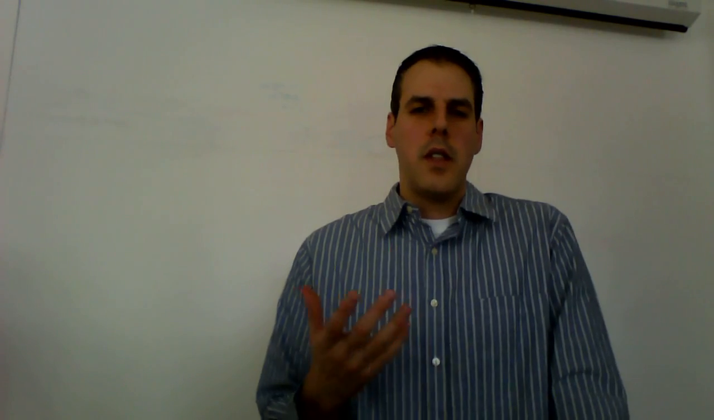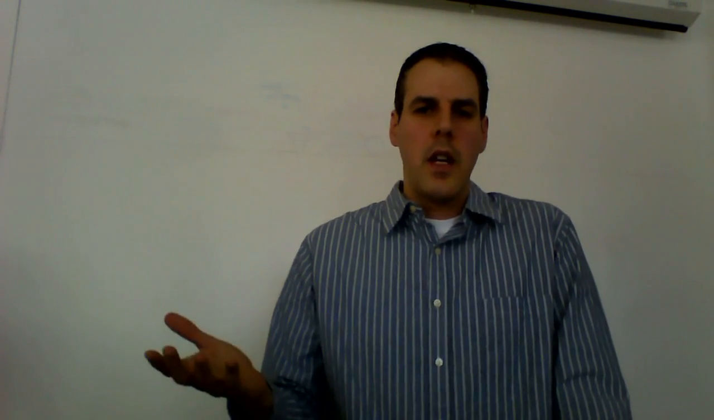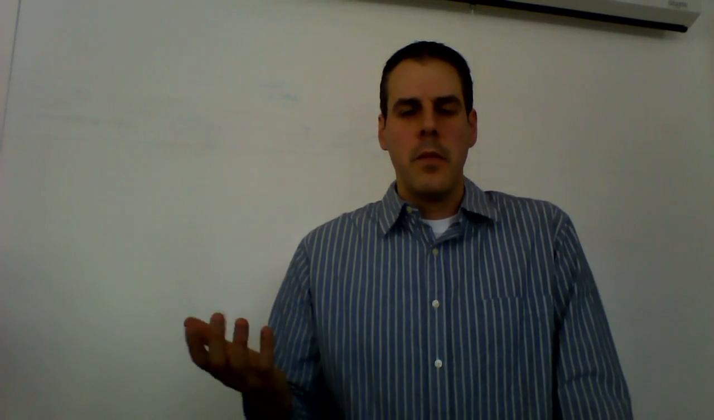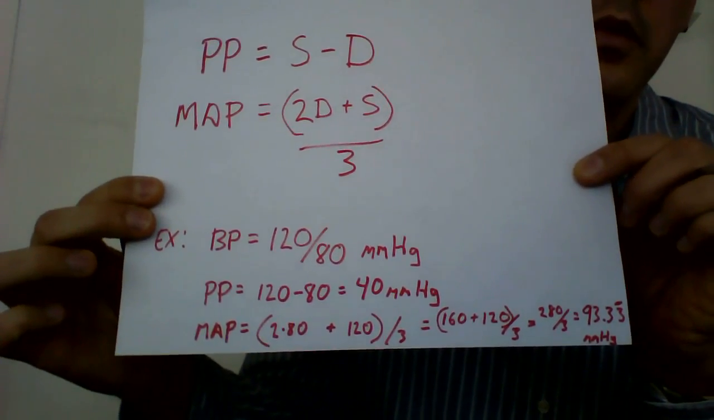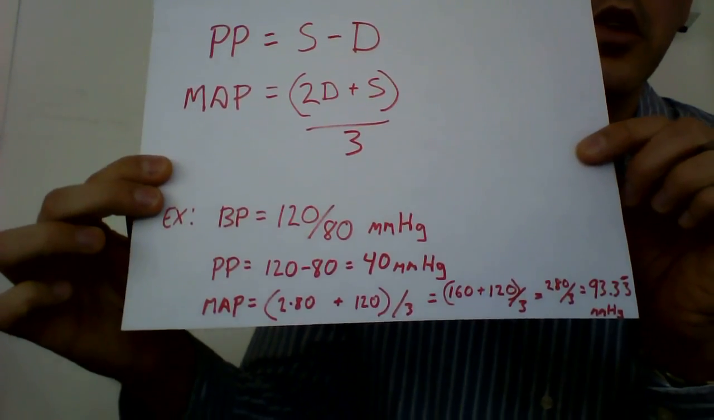Now, you'd think mean arterial pressure would be the average of systolic and diastolic pressures. So you'd think if a blood pressure was 120/80, the mean would be 100. But that's not the case. If you do the formula here, instead of 100, I got 93.33 millimeters of mercury. You see how the formula is written so that the diastolic is weighted twice as much as the systolic. Now, why is this?